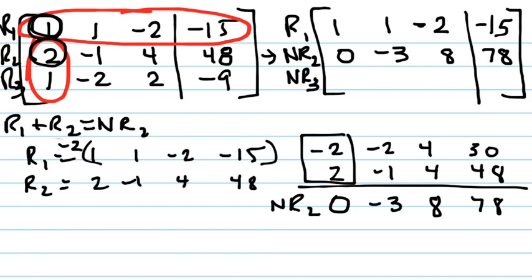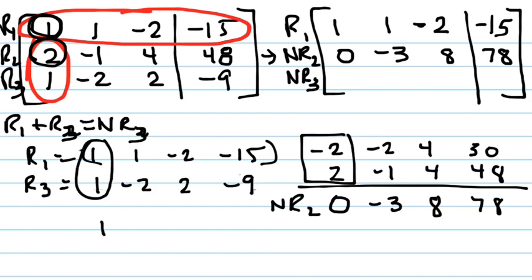Now, I'm going to erase this because I need to do the same thing because I'm still using row 1. Notice I didn't erase that. But this time, I'm working on row 3 to get a new row 3. So row 3 is 1, negative 2, 2, negative 9. So here's what I'm trying to eliminate. Now I have 1 and 1, but 1 and 1 aren't opposites.